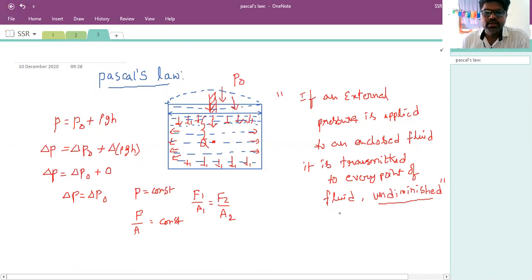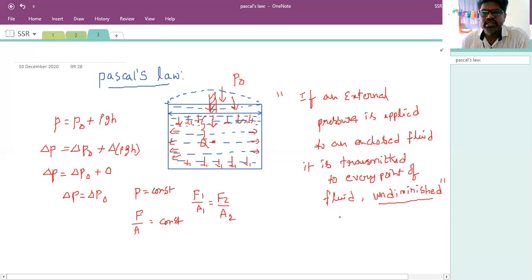So this is the statement. This is called Pascal's law. This is very, very important. Based on this Pascal's law, there are so many applications nowadays, like hydraulic lift, hydraulic press, hydraulic brakes, hydraulic jack. Heavy vehicles, earth movers, all the machines will work on this Pascal's law only. Are you clear on this statement?